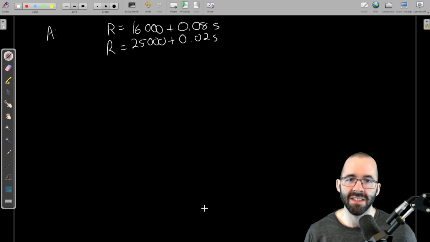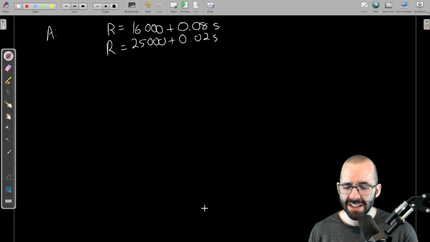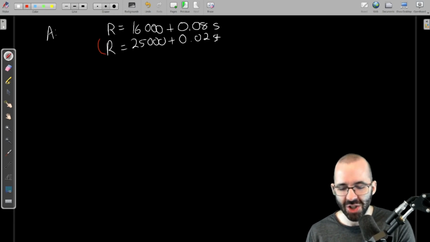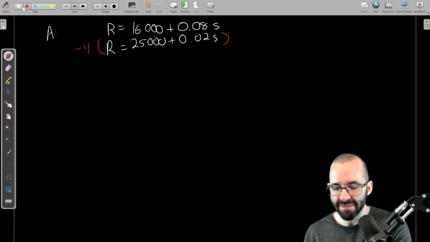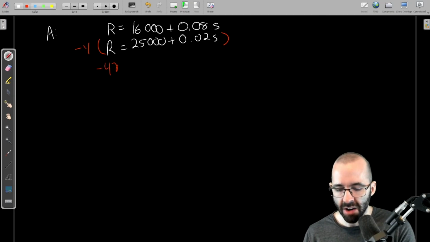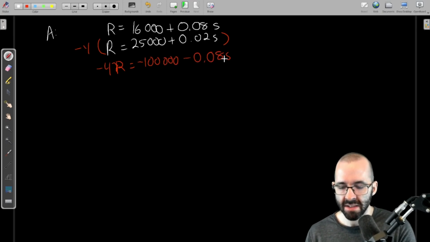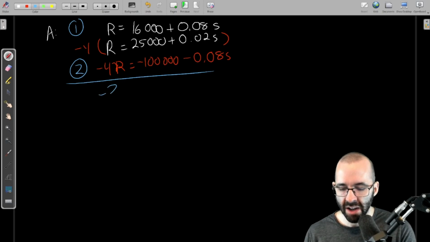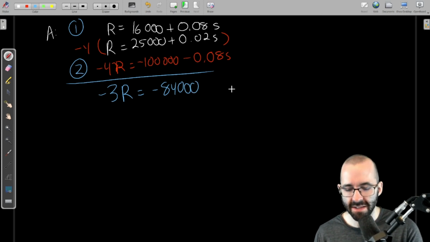I always get the name wrong, and get rid of the S that way. I actually really like elimination here. Addition. If we multiply this second equation by -4, what do we get? We're going to get -4R equals -100K minus 0.08S. And now if we add this blue one and this blue 2 together, we now have -3R. We now have -84,000. And all the S's cancel.